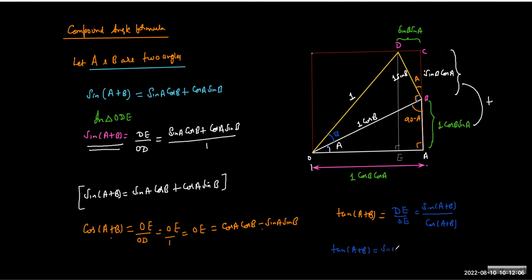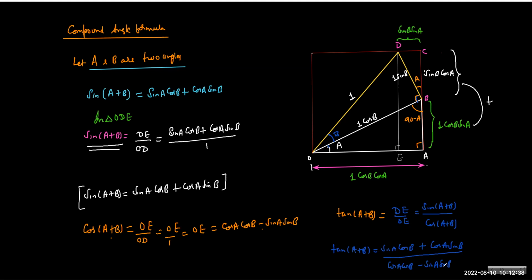So sine A cos B plus cos A sin B upon. And don't try to mug up. Try to realize what the answer should be. What is cos(A plus B)? Cos will come together: cos A cos B minus sin A sin B. And how to remember? In the cosine formula, sine comes with sine, cos comes with cos.